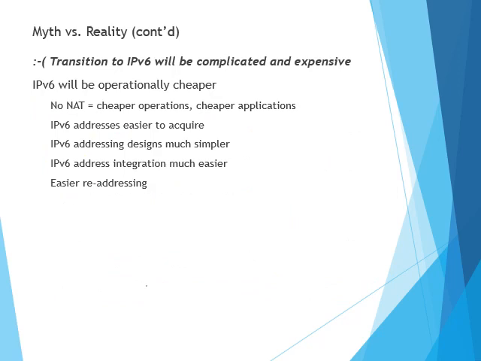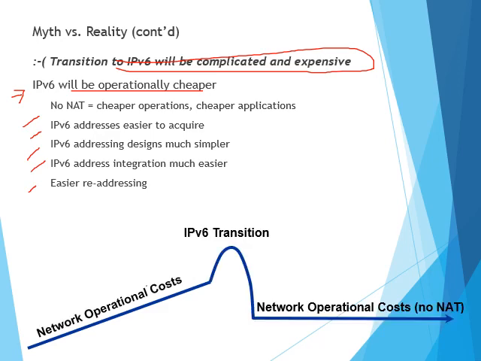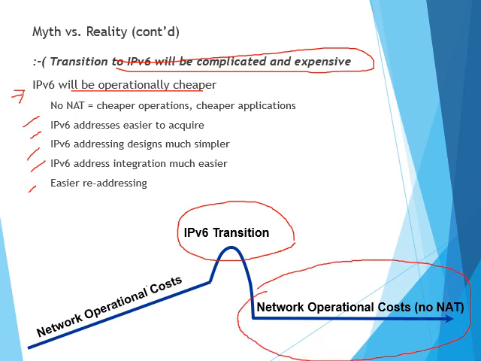The next claim is that the transition to IPv6 will be complicated and expensive. So let's look at this point. IPv6 will be operationally cheaper. Why? No NAT, easier to acquire, much simpler design, and much easier integration for readdressing. And this is if we consider it in terms of cost. When we implement IP version 6, we will fix the cost because no NAT is required.